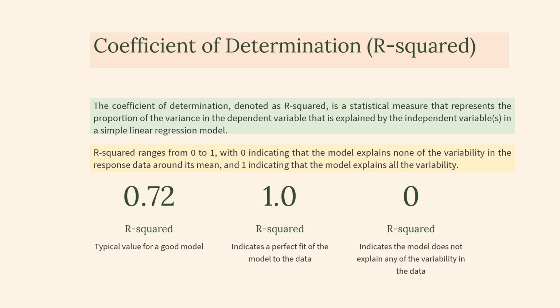For example, an R-square equal to 0.72 is a typical value for a good model. R-square equal to 1 indicates a perfect fit of the model to the data. R-square equal to 0 indicates the model does not explain any variability in the data.